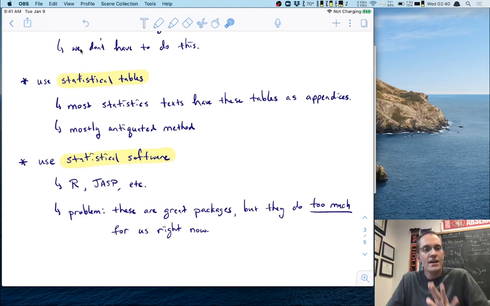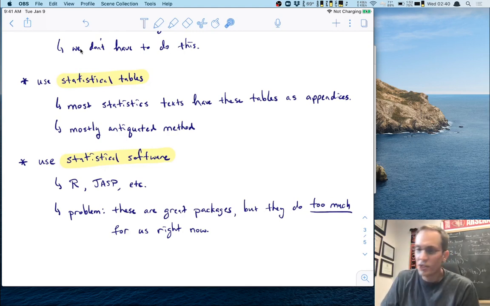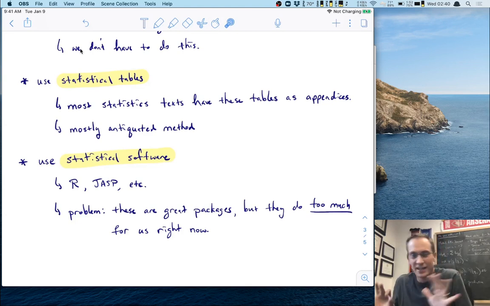But I say there's a problem. These are great packages. I absolutely use these in most of my courses past this course, but they do too much for us right now. All we want to do right now is answer the question about what proportion of exam scores are less than 30, or what's the probability that a randomly chosen test taker will score less than 30. We don't need R and JASP to do this for us. In fact, it's actually kind of hard to make, particularly JASP, do this. R, it's actually quite easy with a little bit of know-how, but nonetheless, they're too much. The tools are too effective for what they do for us right now.